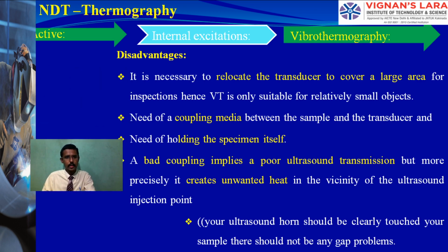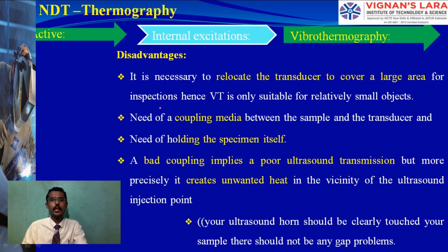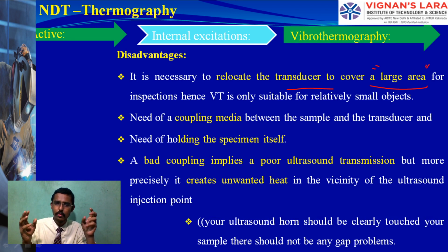See, every method has its own disadvantages. It is necessary to relocate the transducer to cover a large area. If it is a large area, definitely the vibration will get reduced. It's normal. Therefore, it's 100% calibrated. 100% vibration can be useful for a certain volume of area. So for every zone, we have to change the spot and generate the vibrations here and there.